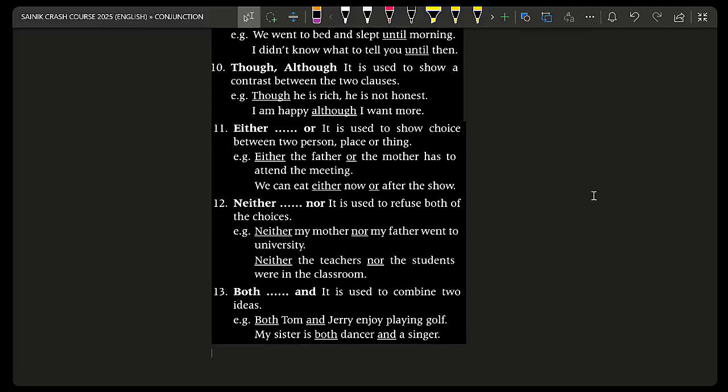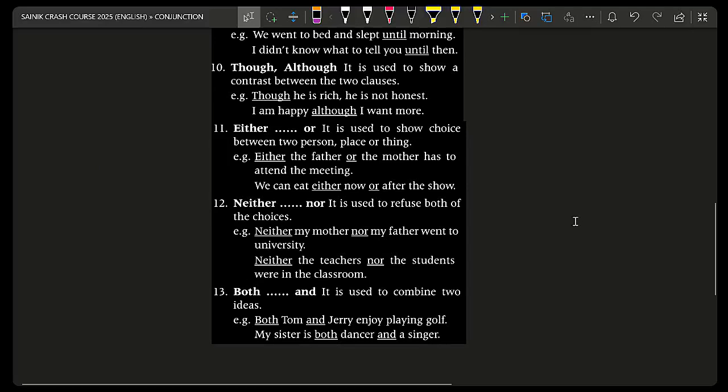Neither the teachers nor the students were in the classroom. So the classroom is empty. Teachers are not there, students are not there. So both of them are not there. Now you can use neither nor. Neither the teachers nor the students were in the classroom. So neither nor shows negativity in both the choices. Both choices are not selected.